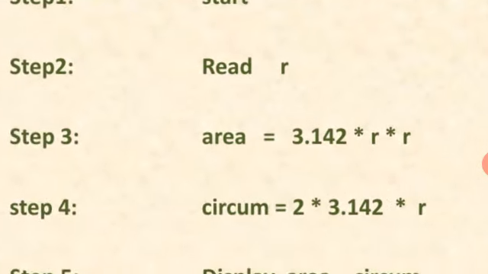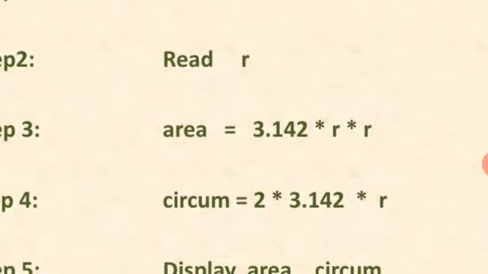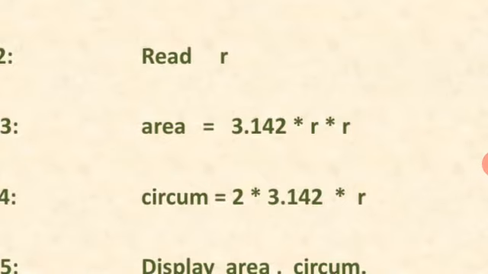Then step 4, circumference. Formula is 2 pi r. You can see here 2 into pi value into r. Here again 2 is constant, so I cannot read it. Pi value is constant, I cannot read it. And only what remains? R. Hence in step 2, I have written read r value. R stands for radius.